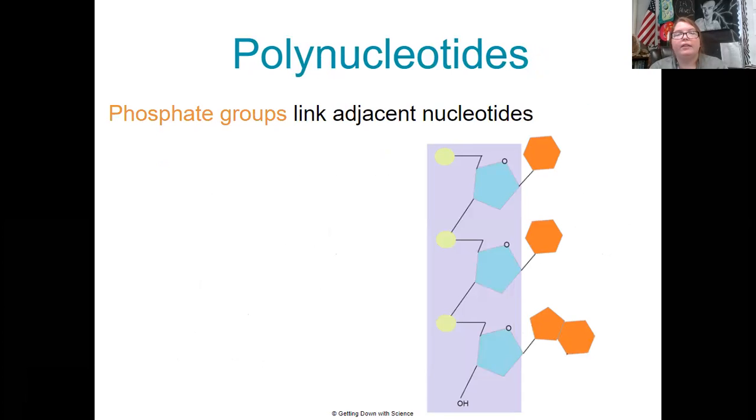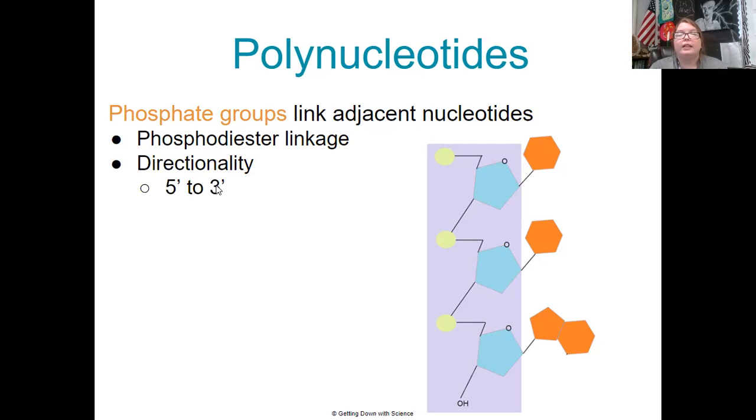Okay, phosphate groups link adjacent nucleotides. There's something called phosphodiester linkage. I'm saying that slow because I know some of y'all are taking notes. So we know di means 2. So there's something with phosphates and there's 2 of them. So there is a directionality. They go 5' to 3'. You're going to see that again. So 5' to 3' is how we read these things. Be prepared.